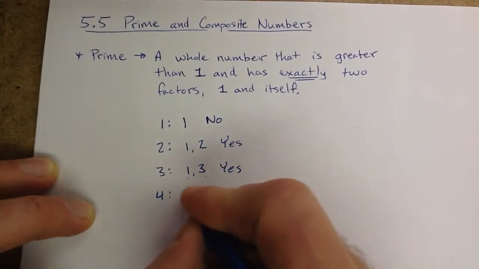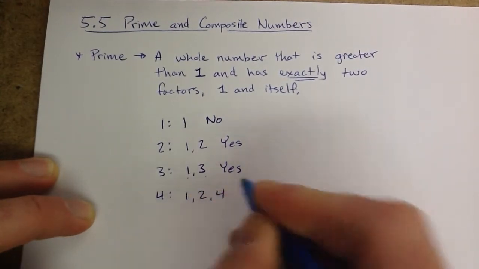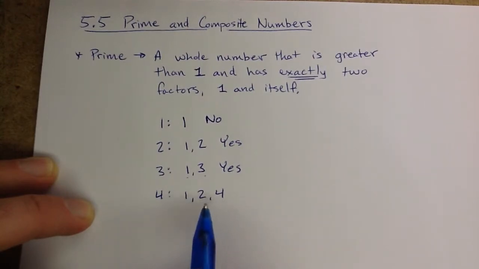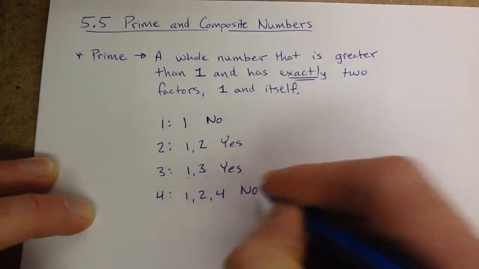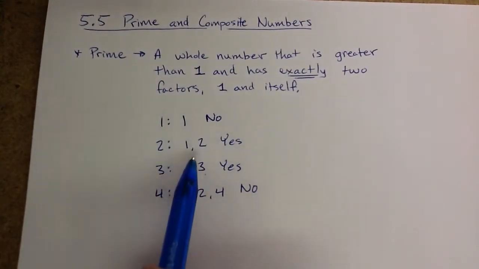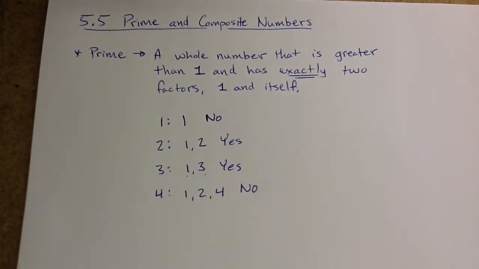4. What are the factors of 4? 1, 2, and 4. It's a whole number. Does it have exactly two factors, 1 and itself? Well, it does have 1 and itself, but it also has a third factor of 2. So this would be no. So some examples of prime numbers would be 2 and 3.